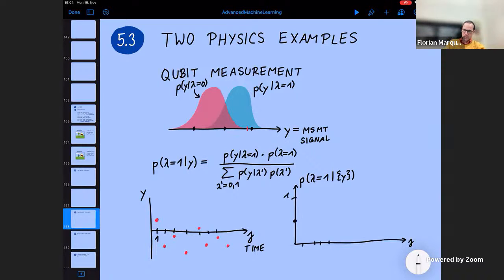Then the first measurement preferred lambda equals 1. So Bayes would tell you that you go up in probability. But then the next measurement discouraged this interpretation that the qubit state is lambda equals 1. So you go down again. And then you go down again. And so this would fluctuate up and down, but eventually it will converge to 0. So this is a typical Bayes update trajectory for the measurement of the state of a qubit. So you learn more and more as time goes on.